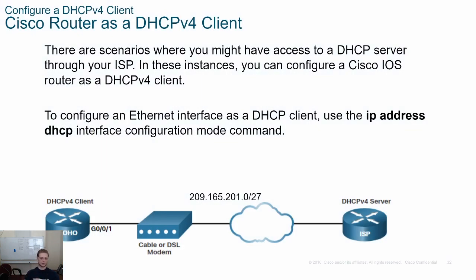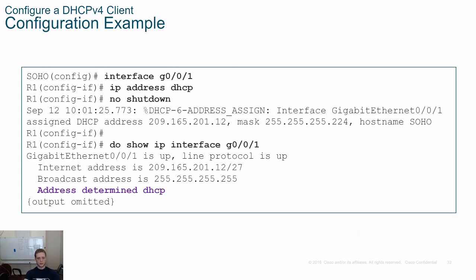Configuring as a client, super simple. Just like having our endpoint as a client, we can have our router as a client. This is typically going to be in our small office, home office, with a dynamic IP that we're given from our ISP. So super simple, ip address dhcp, turn on our interface, right? They're down by default on a router, and you'll see DHCP address assigned.